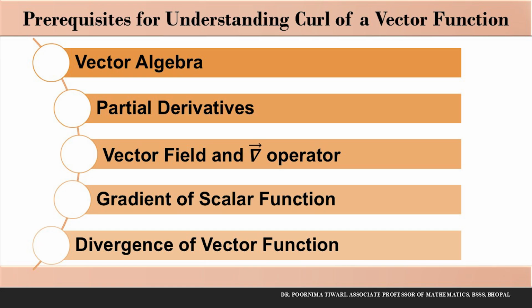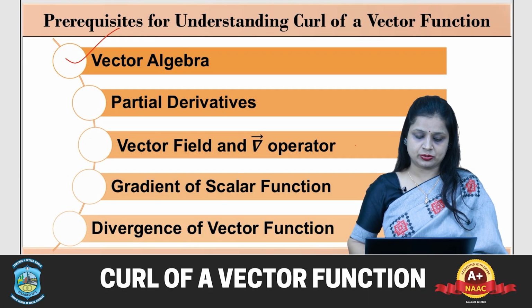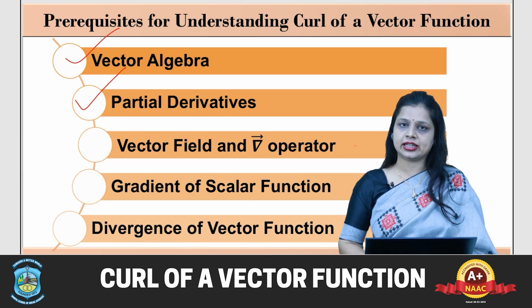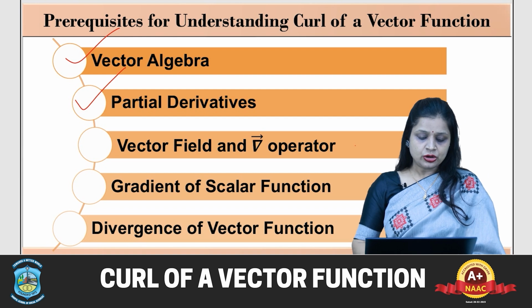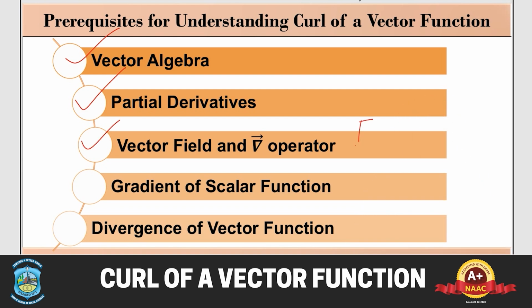To understand this concept, you must be familiar with vector algebra, that is addition of two vectors, their subtraction, multiplication with a scalar quantity, scalar product and vector product. You also must be able to calculate partial derivatives of a function. You must be aware of a vector field with the standard notation vector f is equal to f1 i cap plus f2 j cap plus f3 k cap.